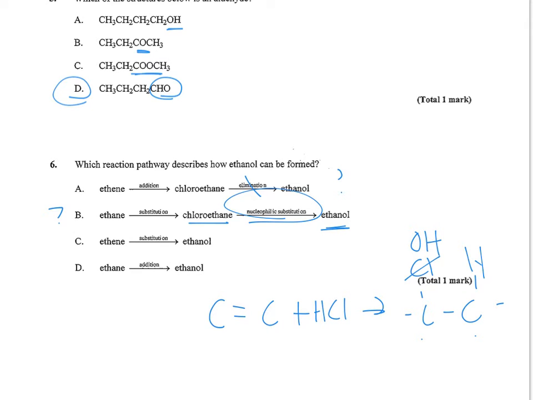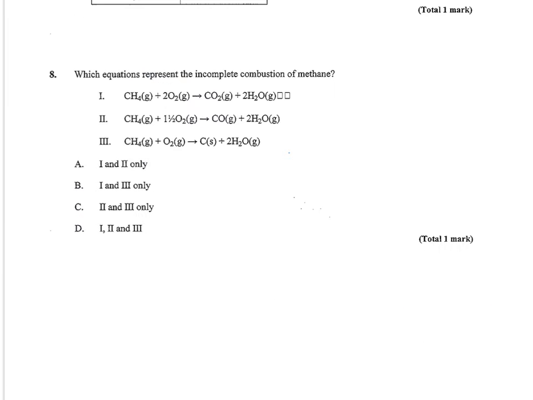Ethene substitution to ethanol, no, that's addition when that happens. And ethane addition, no, ethane undergoes substitution. So these two have the description reversed, so C and D are not correct. So B appears to be my best choice. For A, they just got the name labeled wrong here. It should be a nucleophilic substitution.